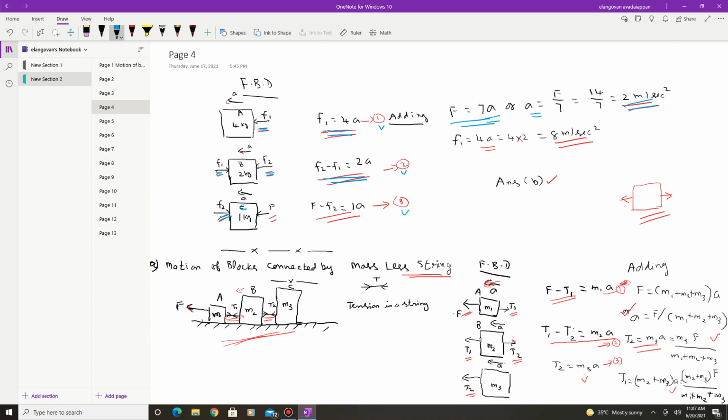So the contact force F1 is equal to 4A. You are asked to find F1 alone. So F1 is equal to 4A from equation 1. You substitute for A. A is 2 meter per second square. Therefore 4 into 2 is equal to 8. So the answer is 8.